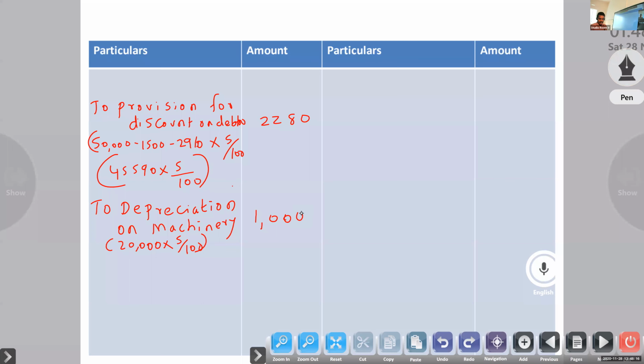Next, second adjustment, the further bad debt that we wrote. Depreciation on machinery we already wrote. Second, further bad debt we wrote. Discount on debtor we wrote. Doubtful debt we wrote. Wages prepaid we wrote. Interest on investment we wrote. Closing stock also we wrote. Over. So we have to balance.